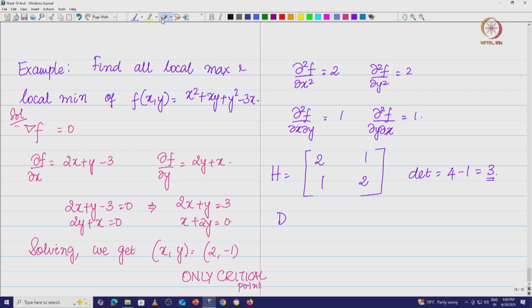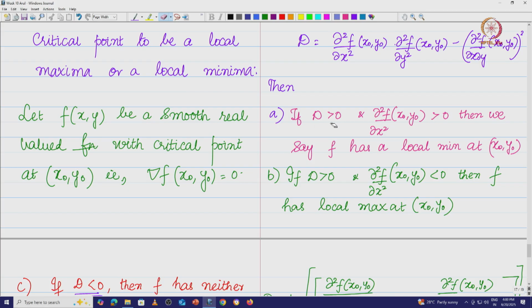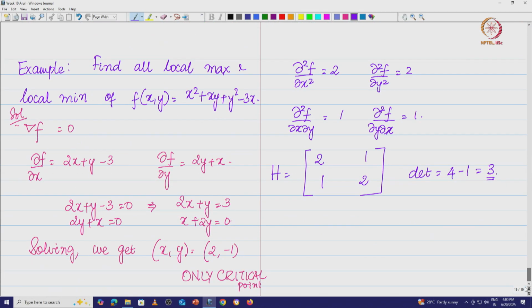Now if you look at the first condition that we wrote, it says D is greater than 0, that we found out. We also want to find out if ∂²f/∂x² at x₀, y₀ is greater than 0. ∂²f/∂x² is 2, which is greater than 0. At the critical point (2, -1), it is a constant value, which is 2. This implies the determinant is greater than 0 and ∂²f/∂x² at (2, -1) is also greater than 0, which means we have a local minima.